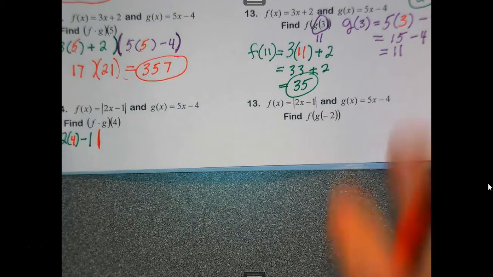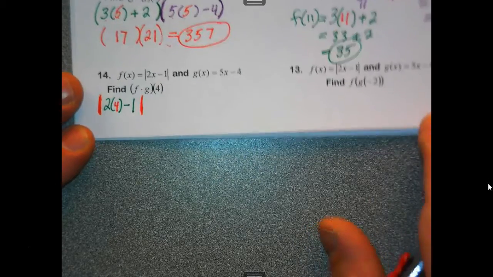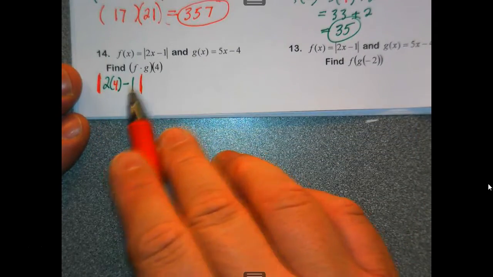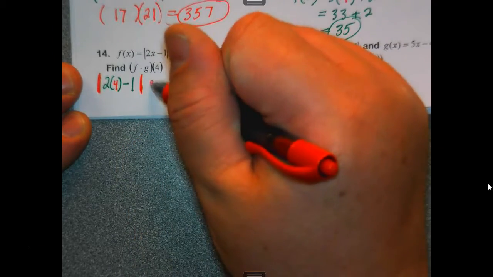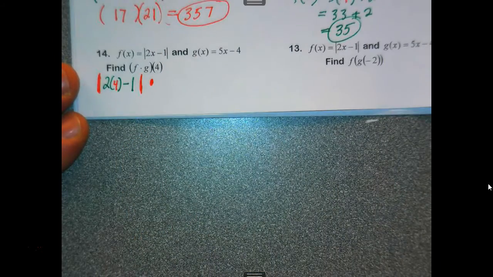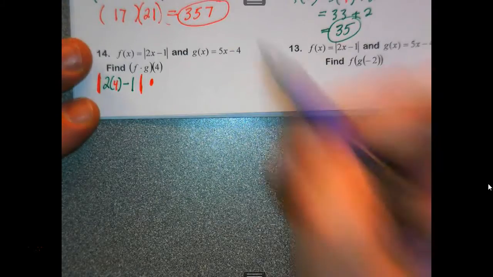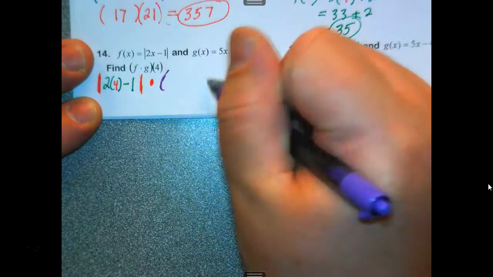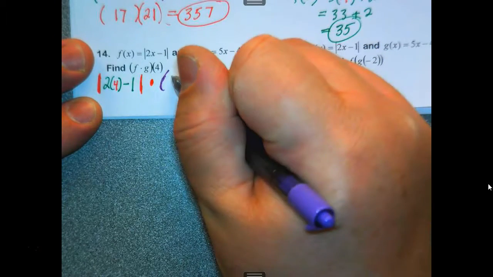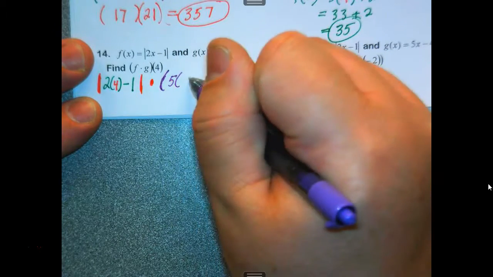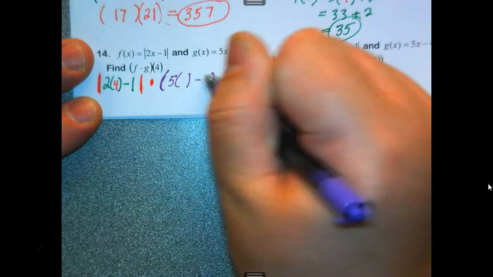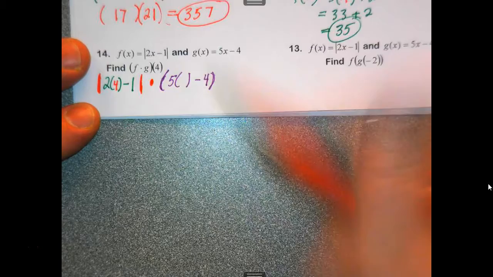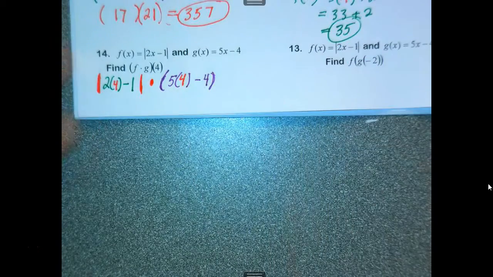Oh, guys, it's so important. Okay, so we're going to take that and multiply it to the g of 4. And the g is, I'm going to put this in parentheses, 5 times x minus 4. And again, my x is 4.